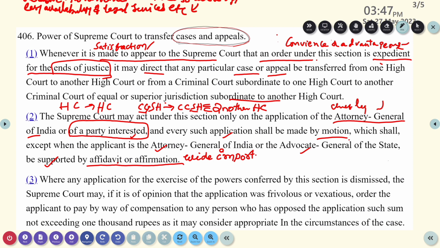Come to clause 3. What is the fate of the petition in case of dismissal? Or otherwise, what is the procedure of dismissal? Suppose an application under this section has been dismissed.